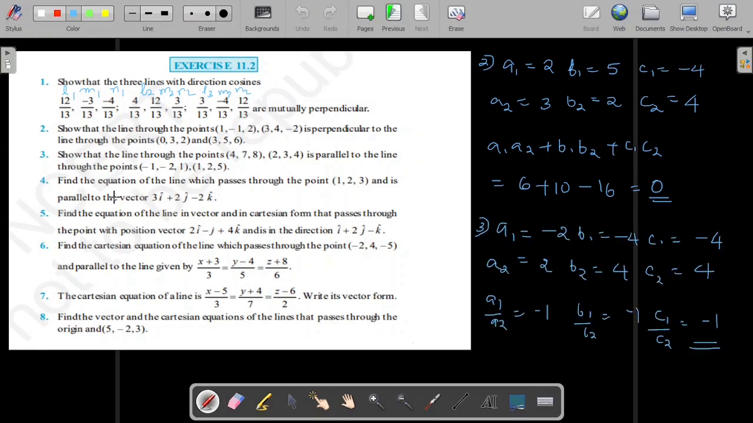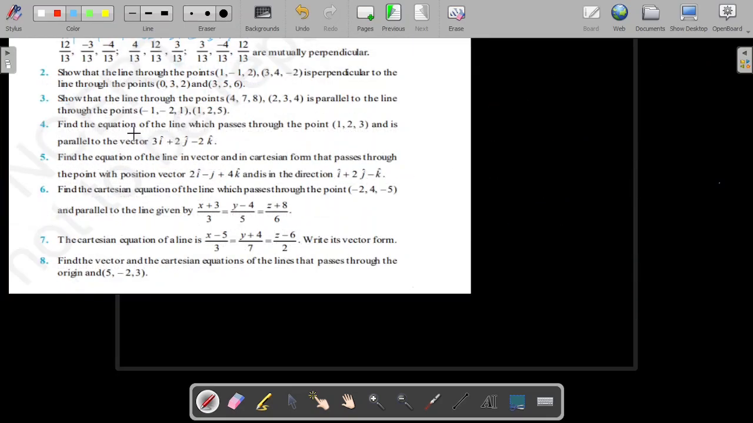Now the third question is, show that the line through the points, these are the two points, is parallel to the line through these two points. First, let us find out the direction ratios of the first line. a1 is x2 minus x1, 2 minus 4, minus 2. b1 is 3 minus 7, minus 4. c1 is 4 minus 8, minus 4. Then a2 is equal to 2, b2 is equal to 4, and c2 is equal to 4. That is 1 plus 1, 2, 2 plus 2, 4, 5 minus 1, 4. When you find out the ratios, that is a1 by a2, you will get minus 1, b1 by b2 minus 1, and c1 by c2 minus 1.